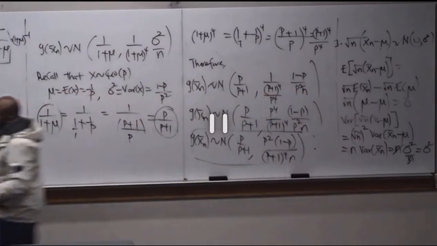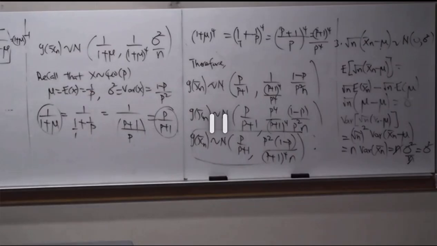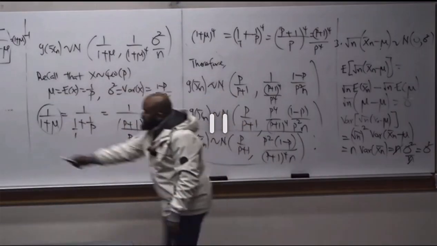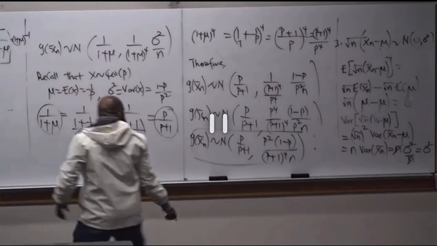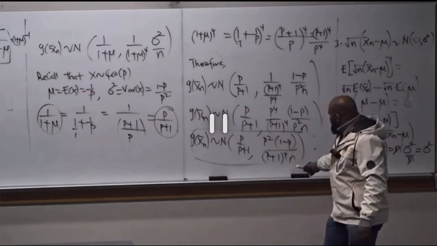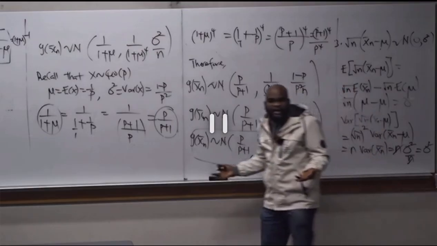Let me see something here. Now, let's see where we go. Can you see that? That's the final answer, right? It's p over p plus 1, or 1 plus p, the same, and p squared times 1 minus p. Can you see that? That is the final answer.